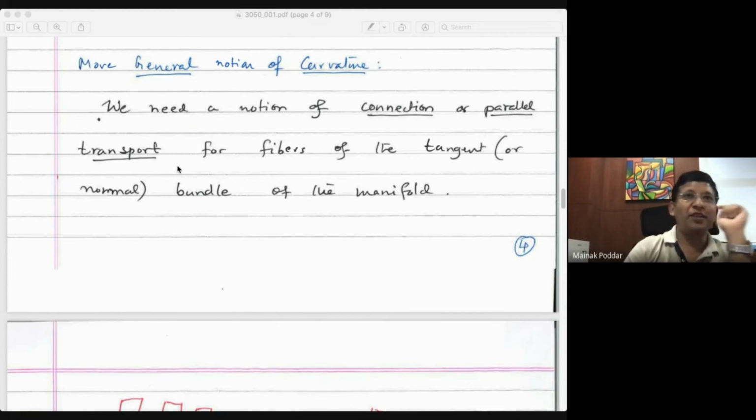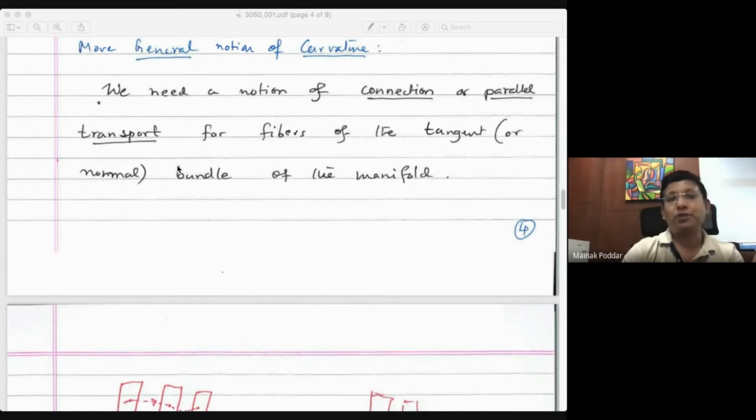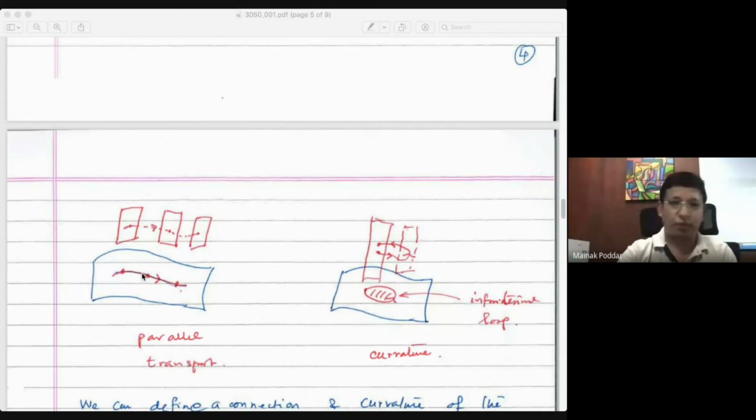Now, essentially in 2 dimensions, why don't we need it? Well, there is some underlying connection or parallel transport, but we don't seem to notice it, sort of. But actually, there are many notions of connection or parallel transport. Now, I'm just giving you some picture.